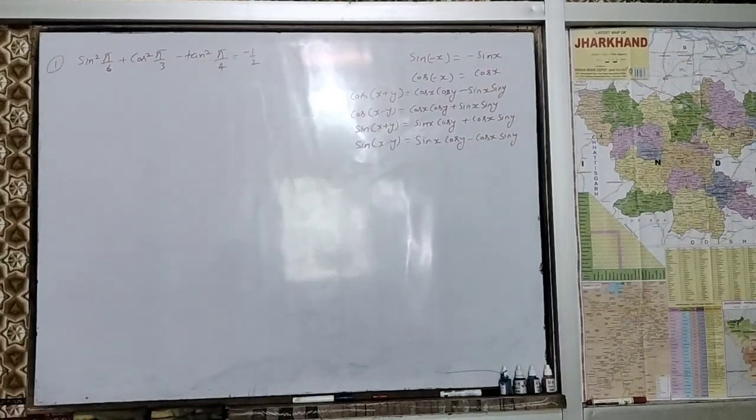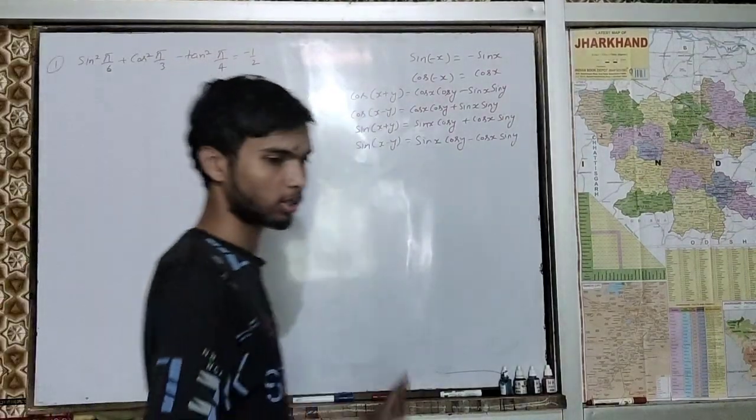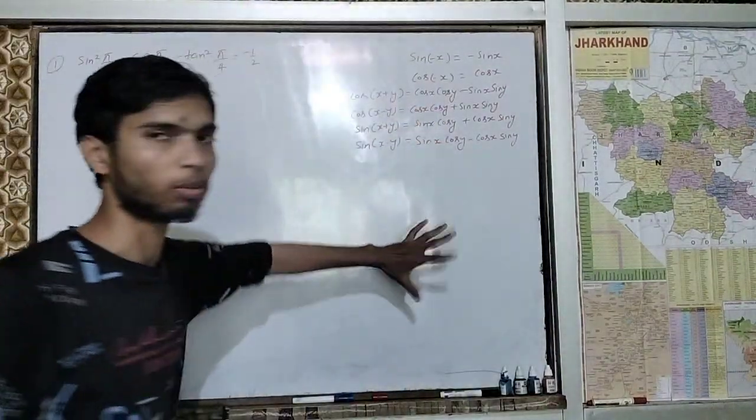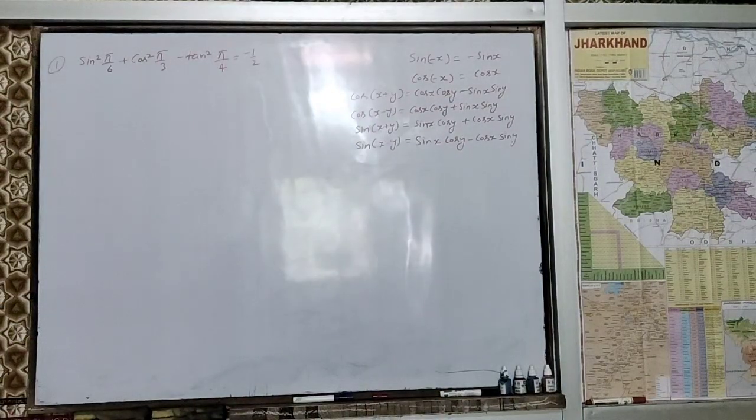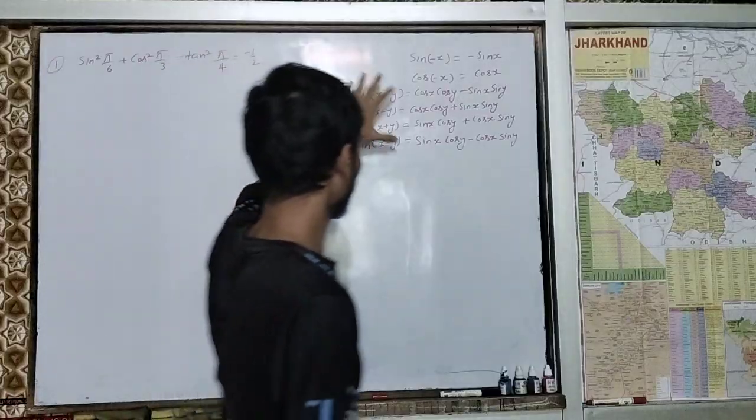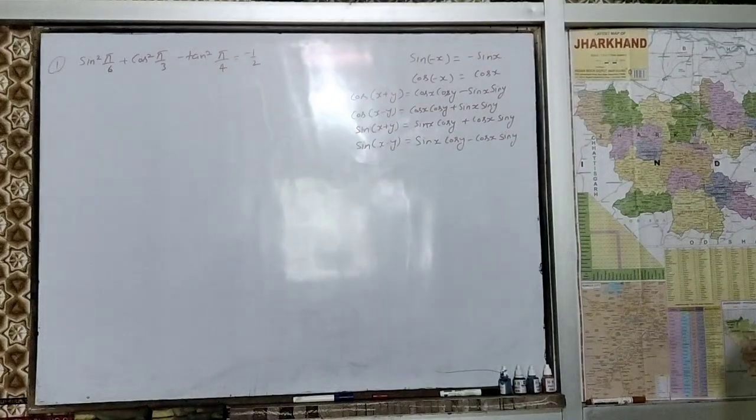Look at this question. There are some trigonometric identities. We will be using these trigonometric identities in our questions whenever there is a requirement of this. Understand this question, and here I will tell you about this. What is it? This is a formula, nothing else. This is just a formula.